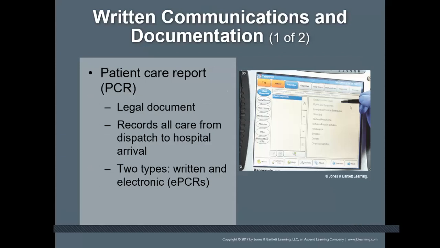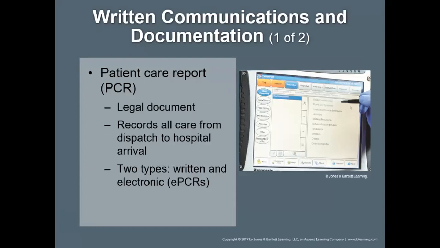Written communication and documentation: the patient care report. This is a legal document. It is a weak area in EMS response in Jamaica. The written reports are not being done well, and some are not being done at all. That can be attributed to a lack of regulation and oversight. But this is an area in Jamaica that needs to be strengthened. The reporting skills, the written reports, need to step up.